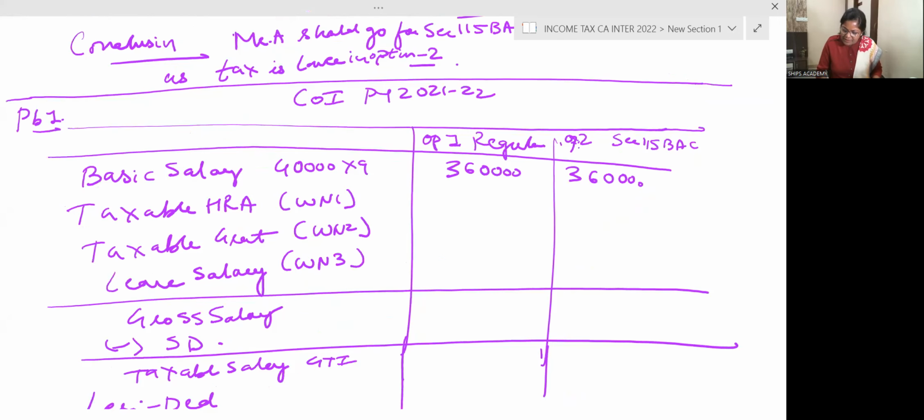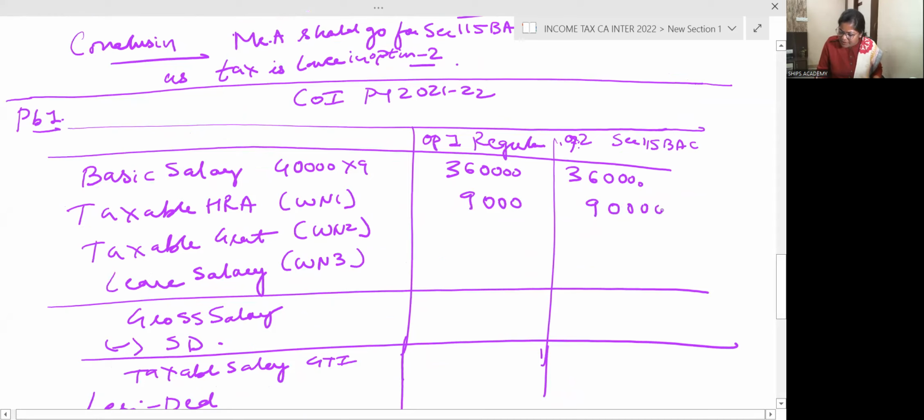Please come and write here. Regular regime 9,000. Alternative tax regime 90,000. Whatever HRA you are getting is fully taxable, please. You don't get the section 10(13A) exemption.